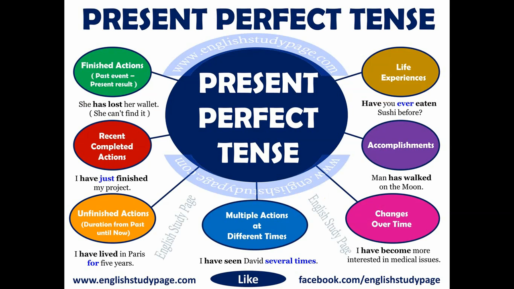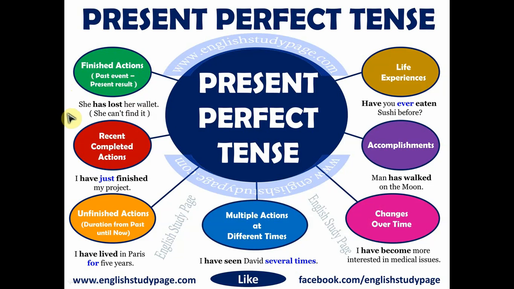Okay, let's have a look at the uses, or when can I use the present perfect tense. As we said, firstly, it's like a bridge which connects the present to the past. So I use the present perfect to talk about an activity that started to happen in the past and continues until now. And I also can use the present perfect tense to talk about finished actions, but these finished actions have results. So past event, present result.